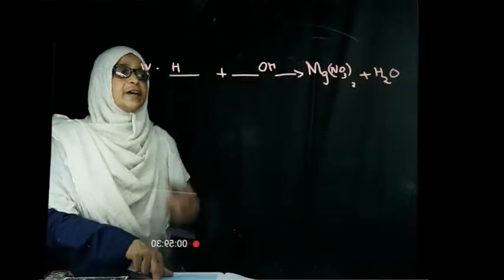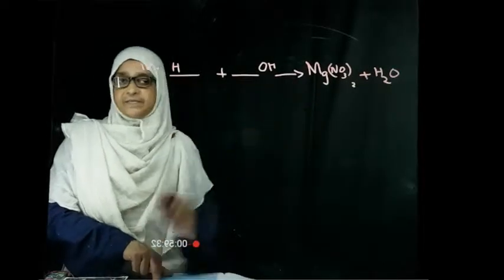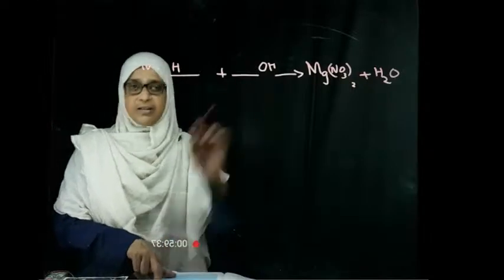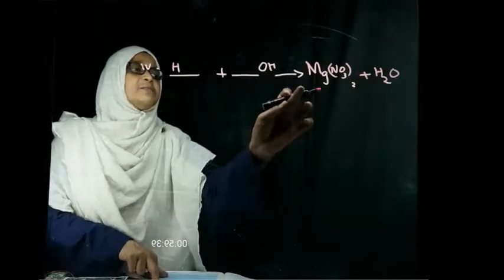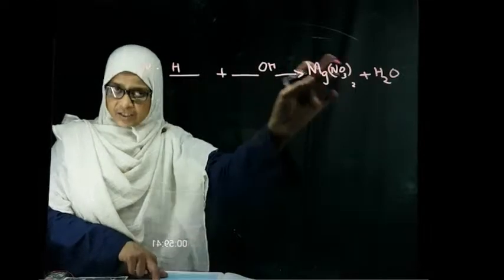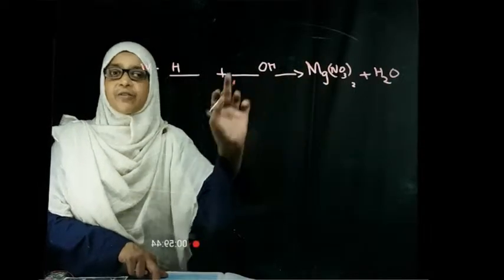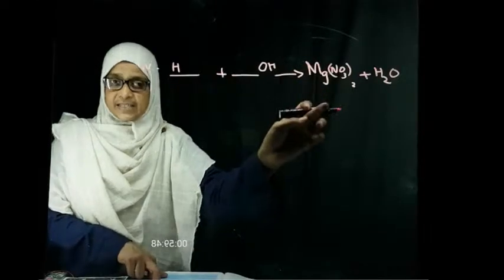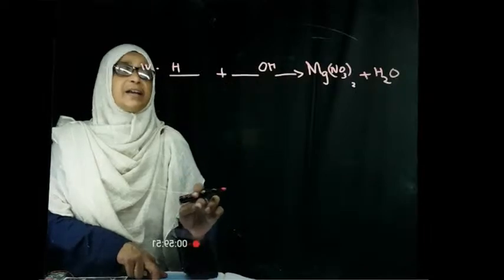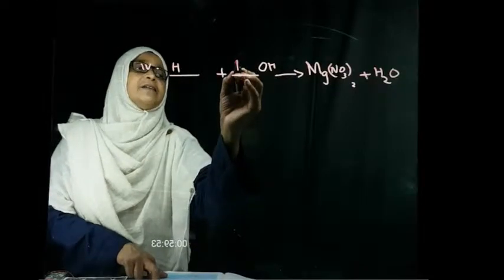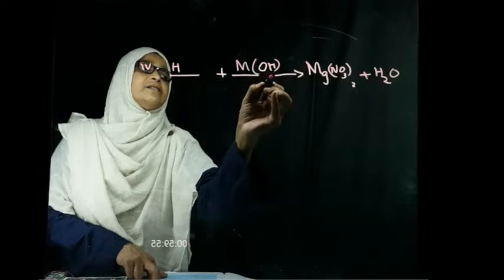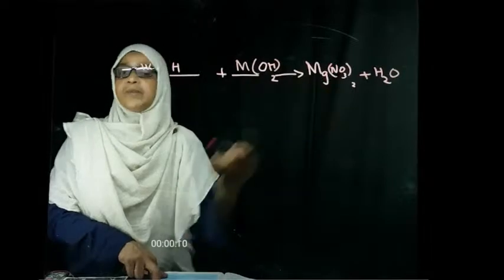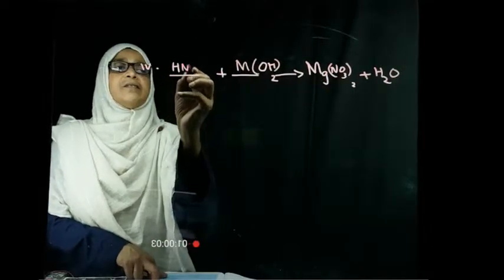Here acid and base. We want to find out the acid and base using the salt. This magnesium in the salt, the cation, is from the base, so this base is of magnesium. That is magnesium hydroxide. The nitrate is from the acid, HNO3.